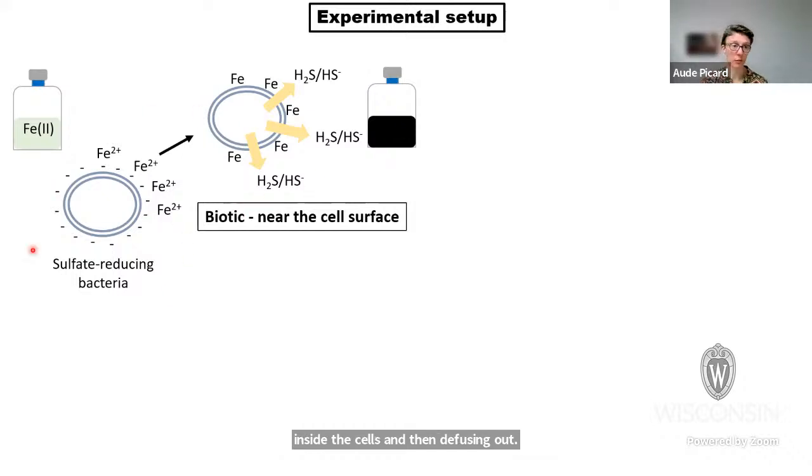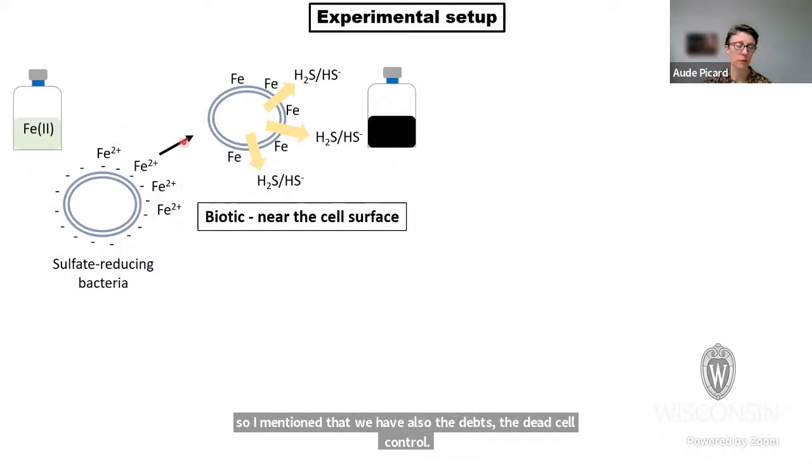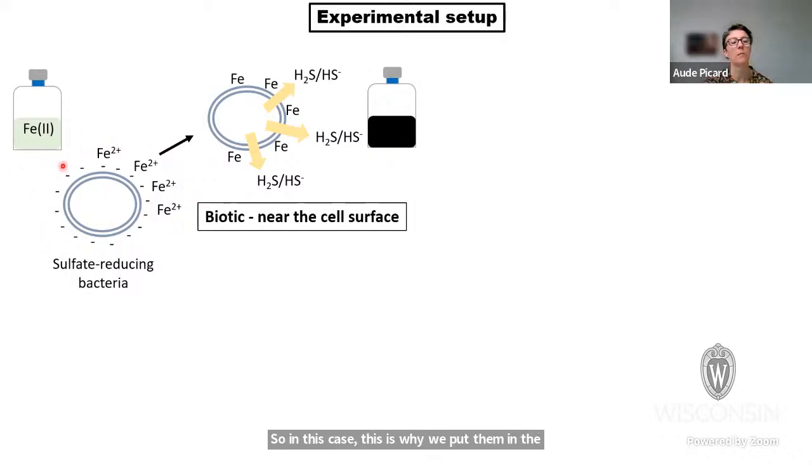I mentioned that we also have the dead cell control. In this case, this is why we put them in the medium with iron, hoping that even when they're dead, they still have this charge. And then in the case of the dead cells, we would add sulfide.